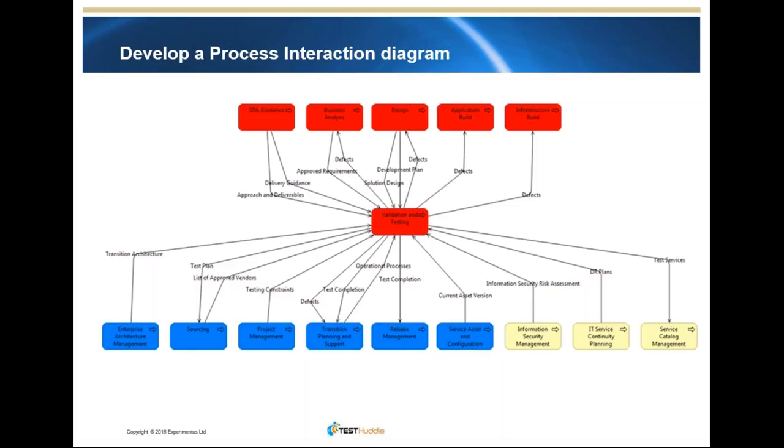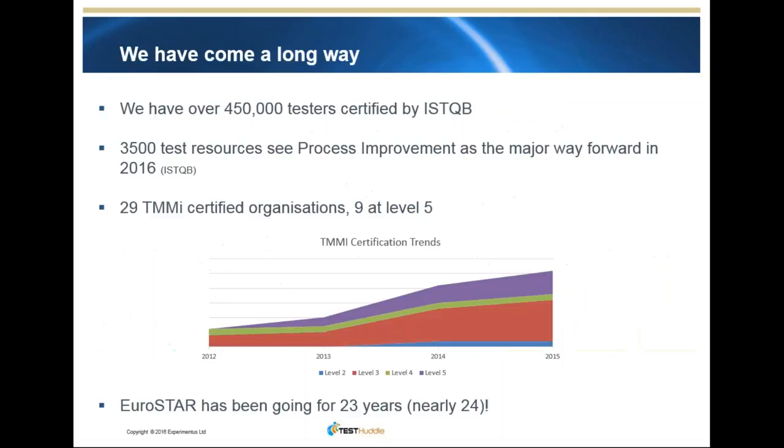So that's looked at process, that's looked at where we are today. And I said we'd finish the presentation with a view, we've come a long way. We are a long way further forward than we were many years ago. And so let's look at that now. So we have up to 450,000 testers certified by ISTQB, a ginormous number of testers worldwide. In a recent survey by ISTQB, 3,500 test resources saw process improvement as the way forward this year. Within TMI, we have 29 certified organisations, 9 of them at the highest level, level 5. And of course, our dear friend Eurostar has been going for 23 years, nearly 24, and it's getting bigger all the time. So there's still a lot of interest in testing.